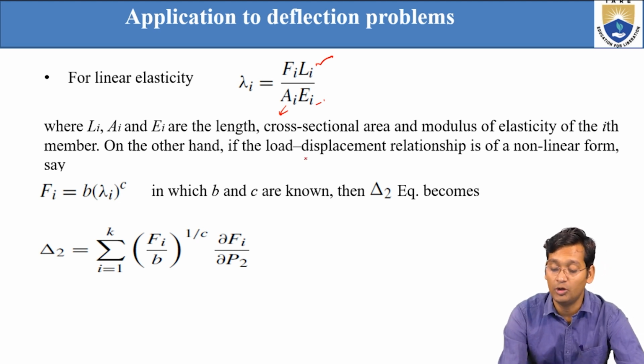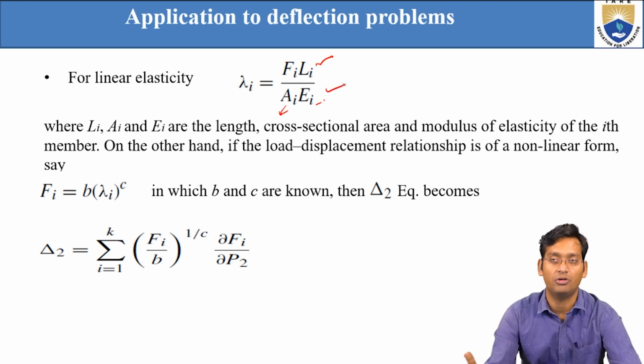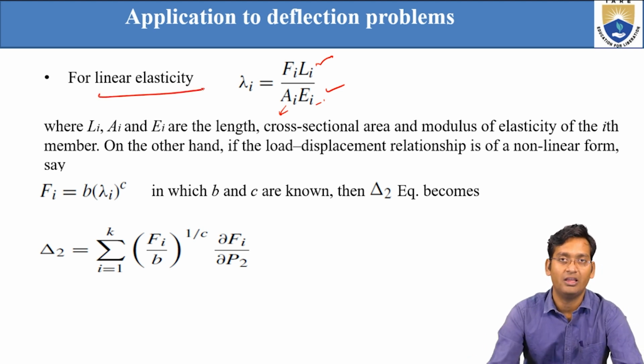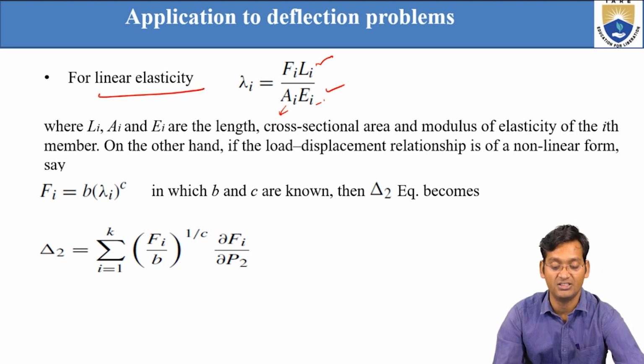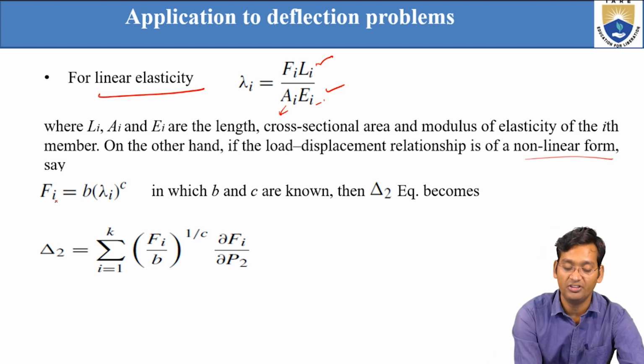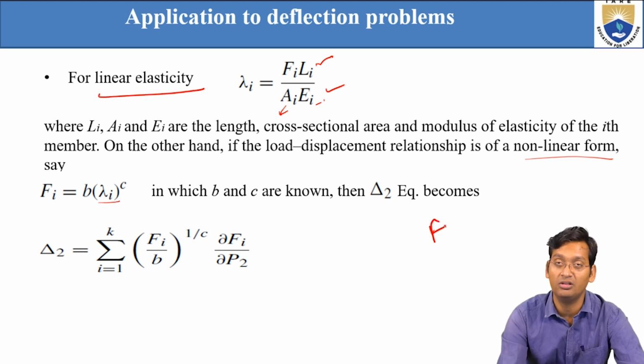On the other hand, if the load displacement relationship is of a non-linear form, then up to this point what we had seen was for the linear case, for linear elasticity. If it is not linear elasticity, then what happens? Non-linear form, say Fi equals B lambda I power C. That we had seen earlier for the derivation of the complementary energy method.